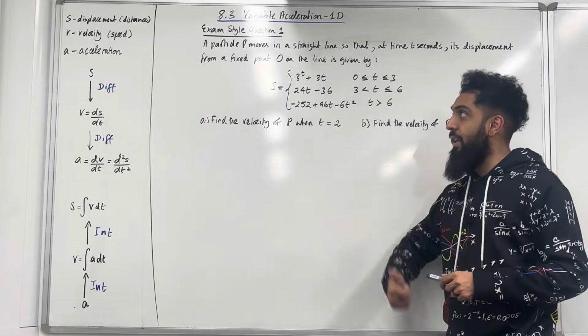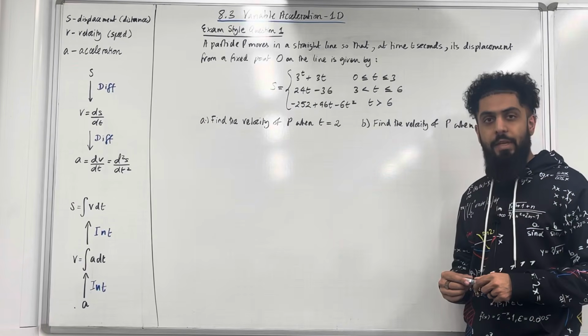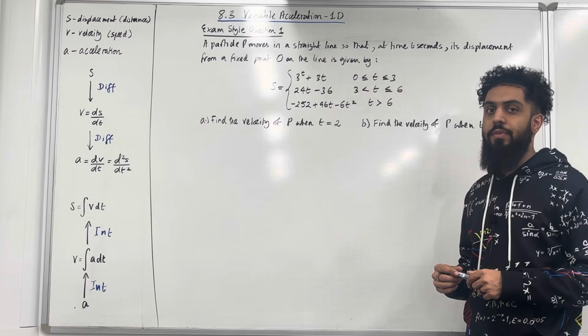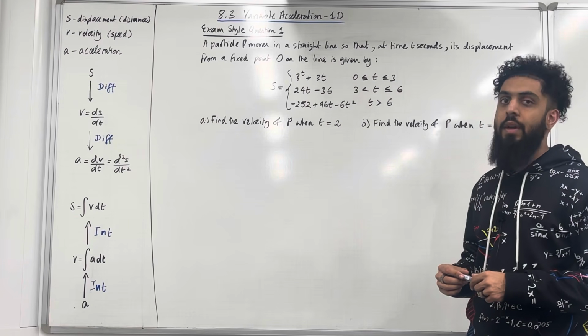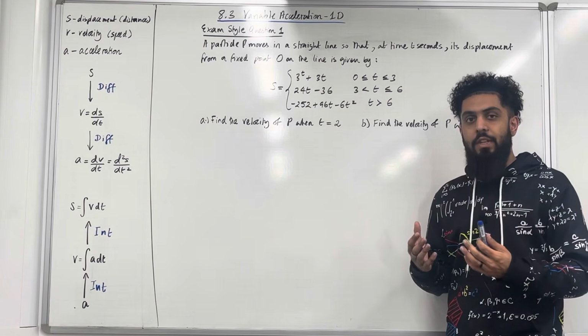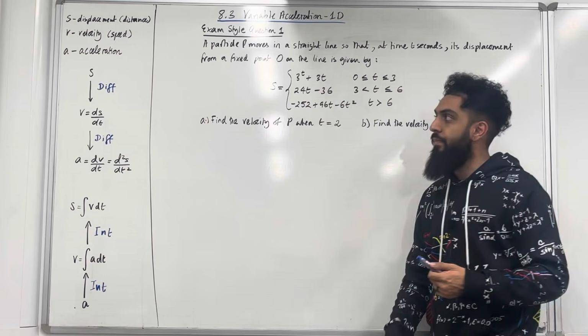In this teaching video, I'm looking at 8.3 variable acceleration in one dimension. 8.3 represents chapter 8, section 3 of the Pearson A-level Maths Applied Maths Year 2 textbook. So I'm going to start this teaching video by going through some important facts.